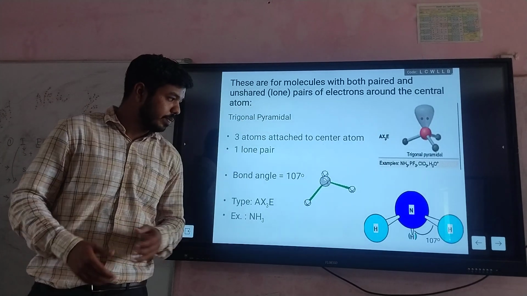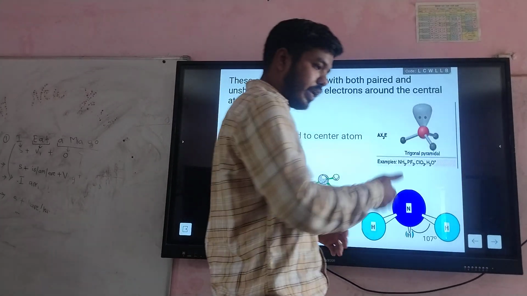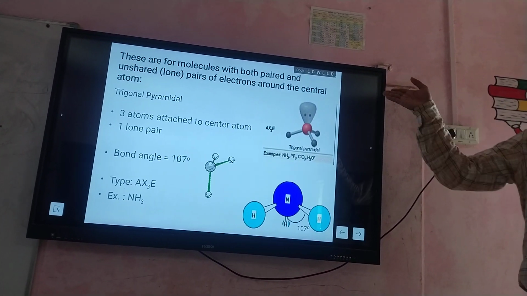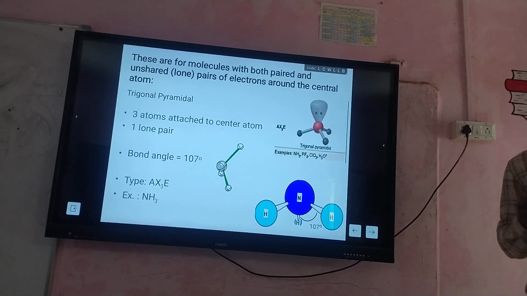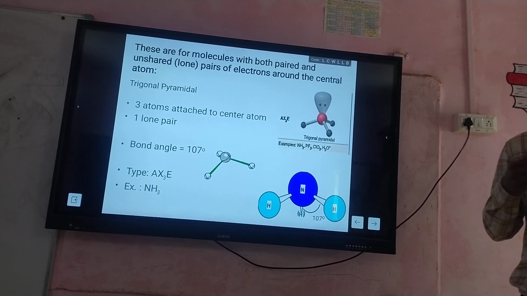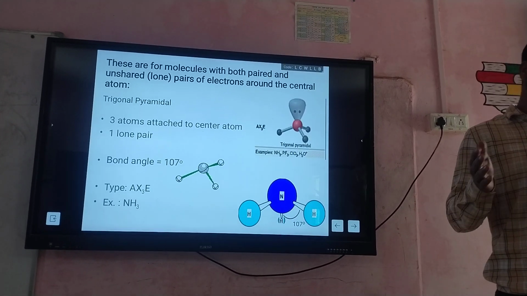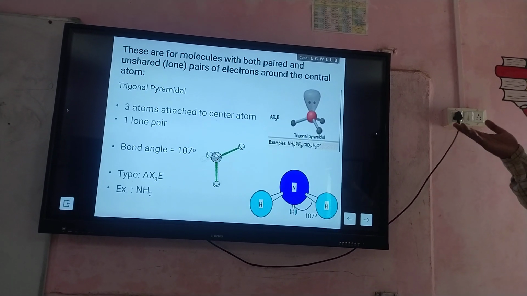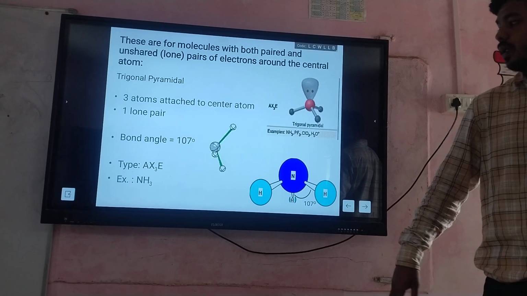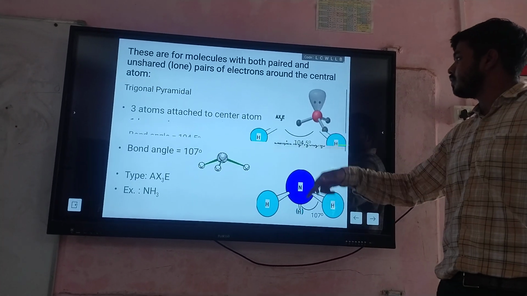Then these are some examples of molecules which contain bond pairs as well as lone pairs. We see the example of the NH3 molecule. In the NH3 molecule, the steric number of the molecule is 4. Out of 4 electron pairs, 3 electron pairs are bond pairs and 1 electron pair is a lone pair. So due to that, the molecule has tetrahedral geometry and the shape of the molecule is pyramidal. And the bond angle between the bonded pairs is 107.